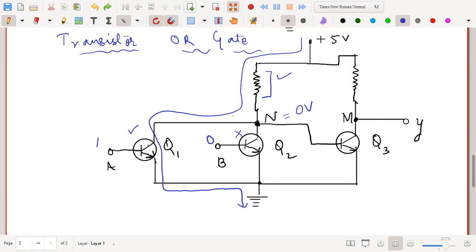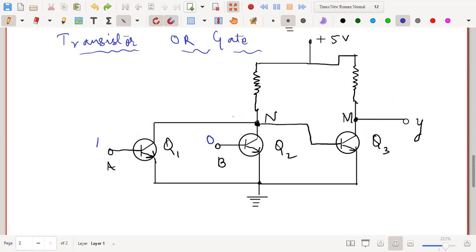This can also be easily constructed and demonstrated in your laboratory. If you have a plus 5 volt battery and then some resistances, some transistors, and a breadboard, then you can easily see the logic implementation of this gate in your normal laboratory. In a similar way, you can also have a 3-input OR gate.